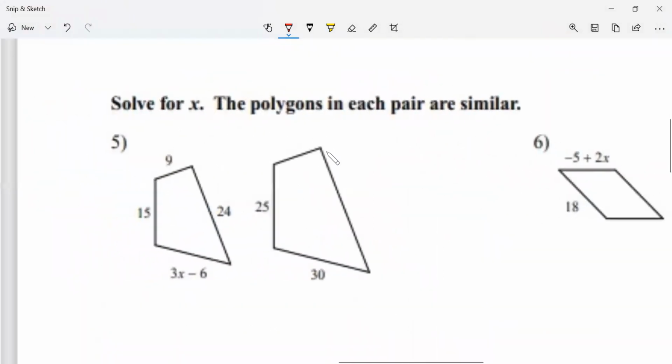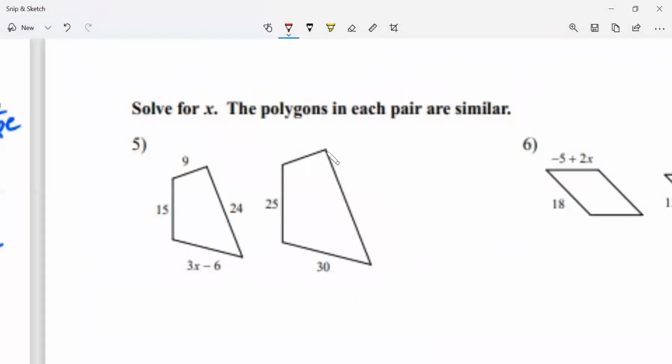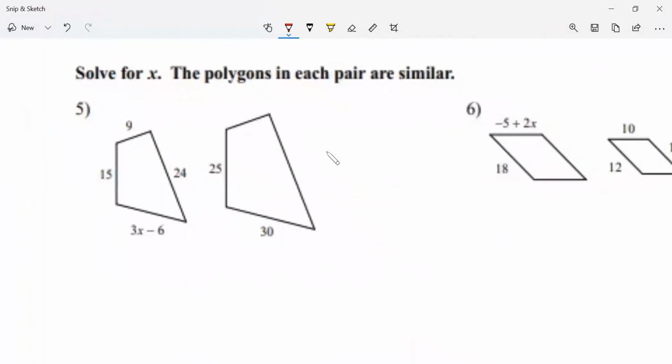All right, so question number 5. Solve for x. The polygons in each pair are similar. I like that phrase, the polygons in each pair are similar, because that tells me the sides are proportional. So I'm just going to create two fractions and then they're going to be proportional. So I'm going to be able to cross multiply it or simplify.